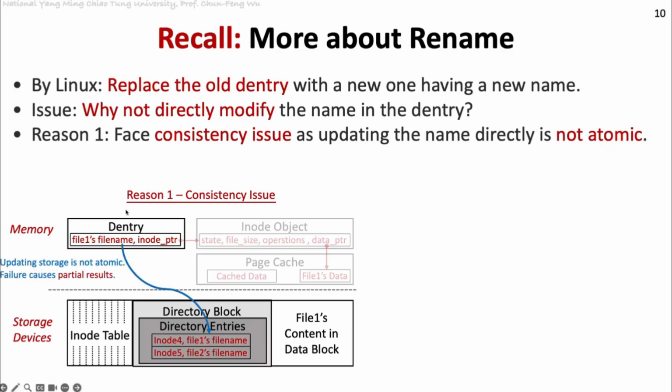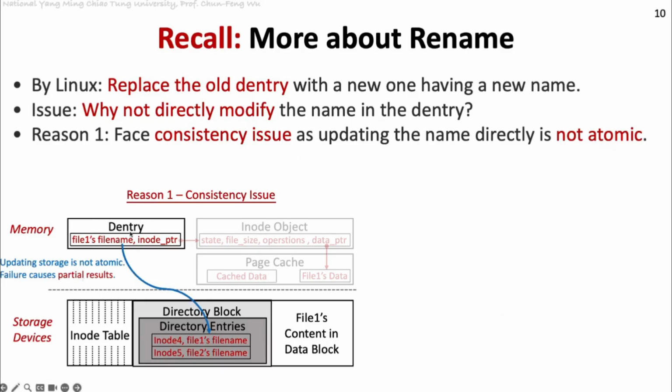If we update file names in memory, then for consistency we actually need to write back to the directory block, right? But the issue here is that the storage device is super slow. If we write the data from memory to the storage device and there is a power failure or your file system crashes in between, there will be a partial result.